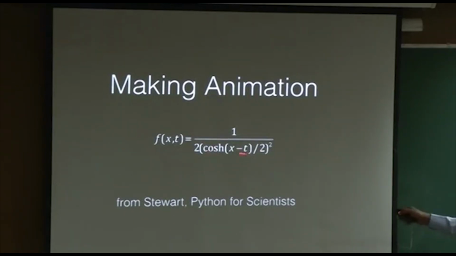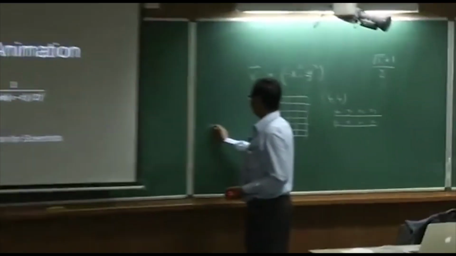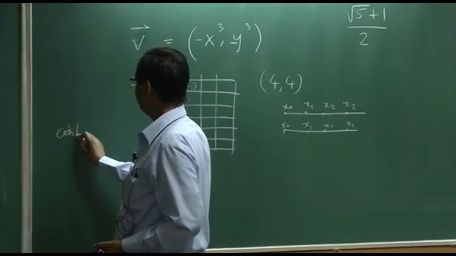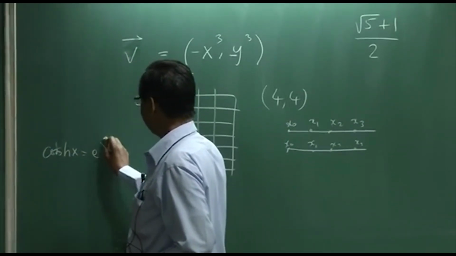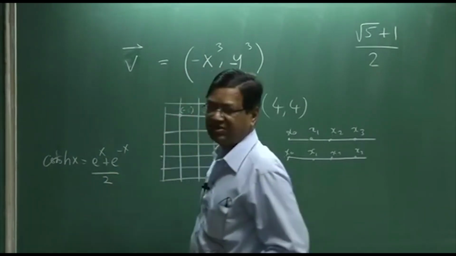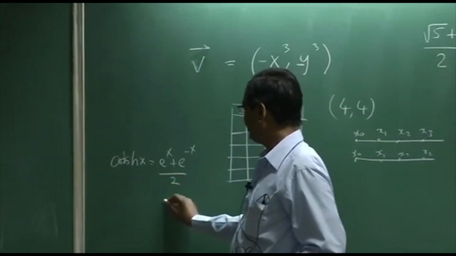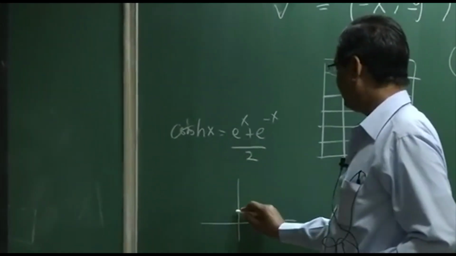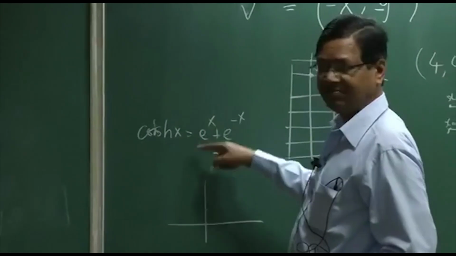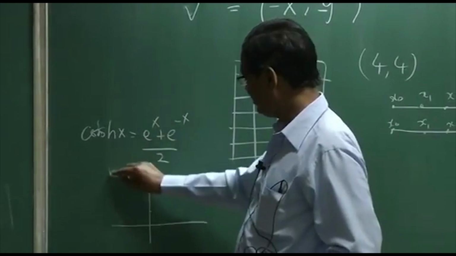How does this function look? Let's say at t equal to 0, it is cosh. Everyone knows what cos hyperbolic is, no? Cosh x is e to the x plus e to the minus x, divided by 2. So at x equal to 0 it is 1, and it increases. For large x it will increase because of one term, for small x because of the other. It's an even function.